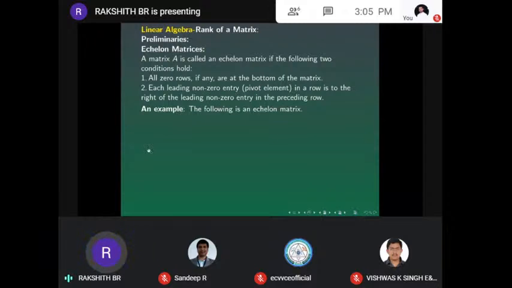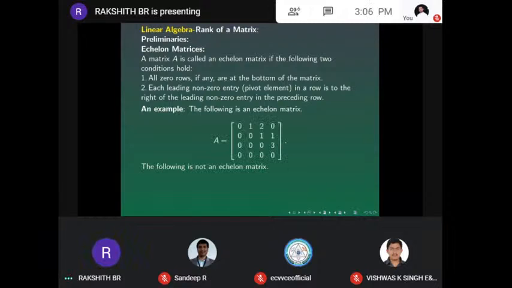So let me just give two examples. One which is in echelon form, the other which is not in echelon form. If you consider this matrix A, just observe that if you want to say this is an echelon matrix, then it must satisfy two conditions, as I told earlier. You can see it on the screen also. It must satisfy conditions 1 and 2.